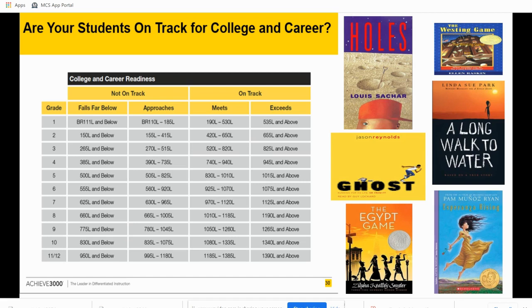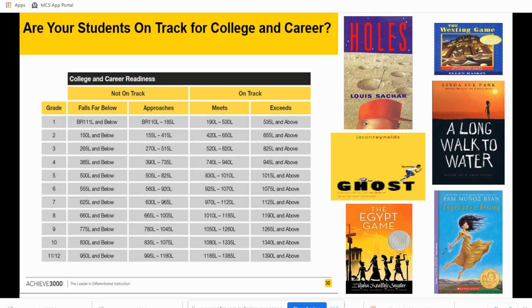Obviously, we want to have some students that are exceeding, so we want to have a buffer there. So our 1075 Lexile score would be for those students who are exceeding the mark for state standards. If we have students that are reading at 555, 560, all the way up to a 920, those are the students that we really want to put some additional supports with. They are falling far below or have not quite met that marker of where we want them to be.